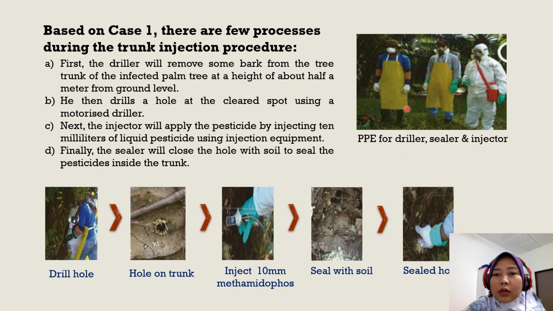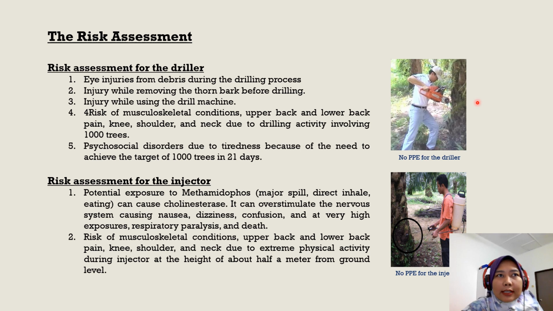From this picture, we can see there is proper PPE for the driller, for the sealer, and even for the injector. The injector needs to use more PPE compared to the others. From these cases, we know that there is a lack of information about the specific personal protective equipment to be used. There is no record indicating that they had received any PPE. Even the workers were not trained on the use of respirators, and the supervisor was also not familiar with the use of respirators.